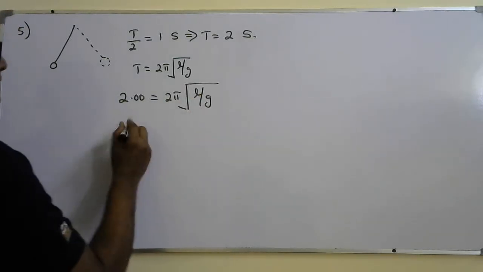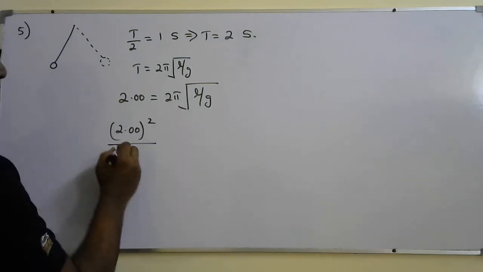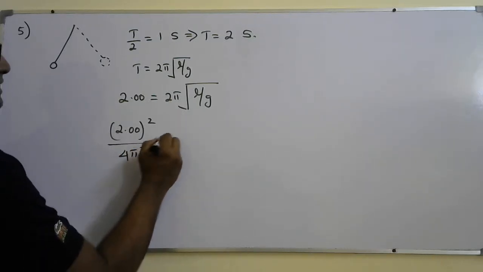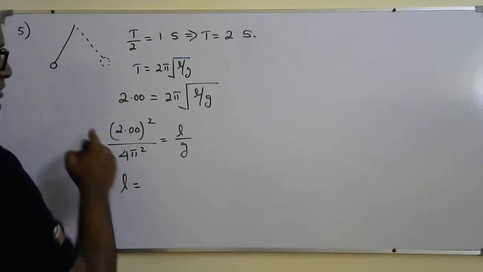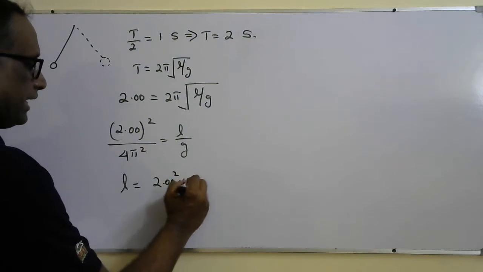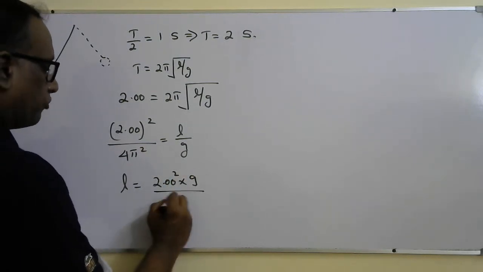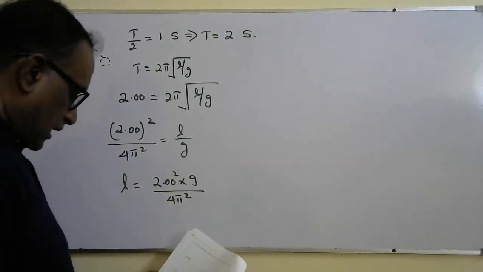So square both sides: 2.00 squared over 4 pi squared is equal to L over g. So L is equal to, cross multiply, 2.00 squared into g over 4 pi squared. Correct answer B.